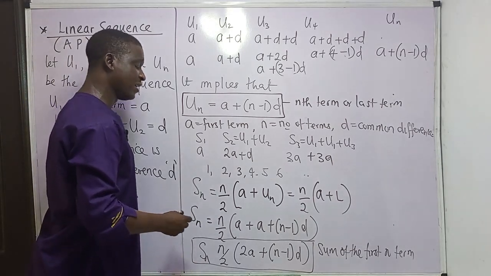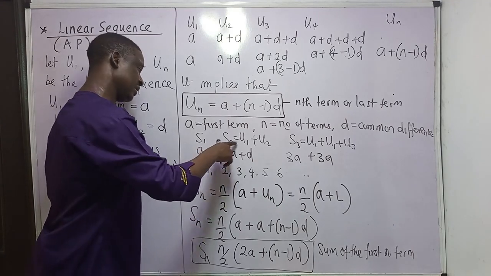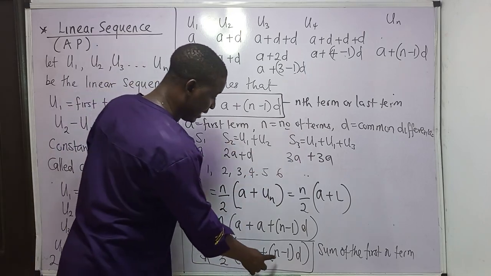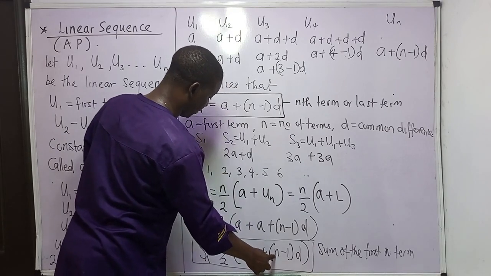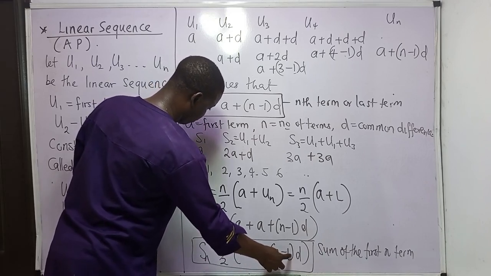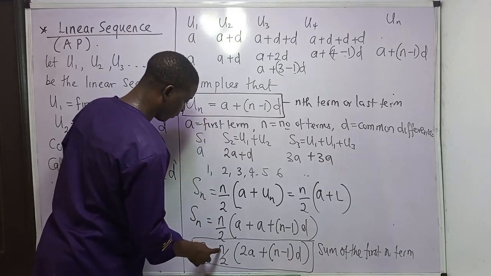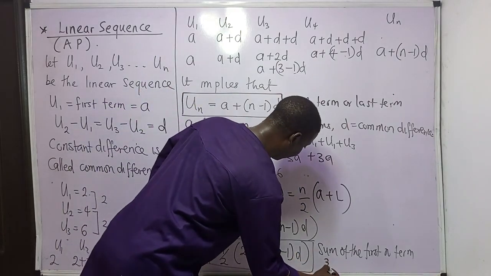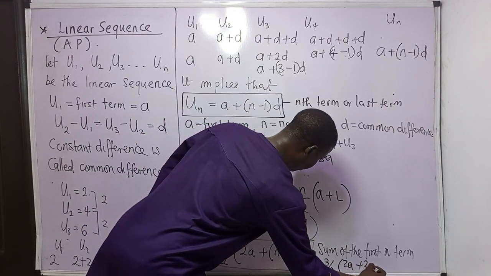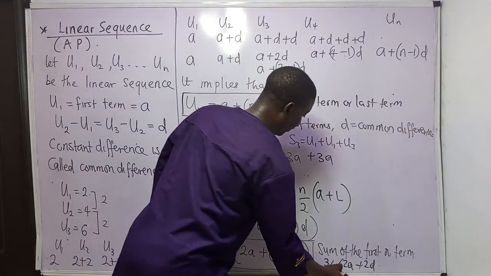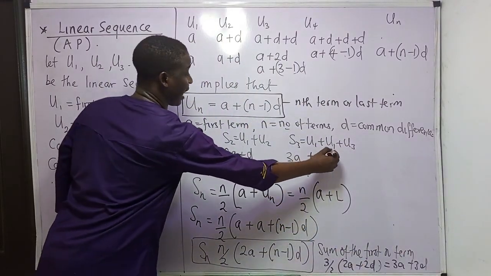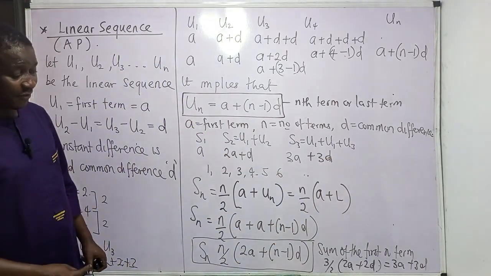If I want to find the sum of the first 2 terms, this is it. If you put it there, you are still going to have this one. The sum of the first three terms: if you put 3 here, you see that you are going to have the same answer with me. Put 3 here, put 3 here. 3 minus 1 is 2. Then 3 over 2 into bracket 2a plus 3 minus 1, which is 2d. If you multiply 3 over 2 times this, you are going to have 3a plus 3d, which is the same thing I have here. So you see that the formula will work.